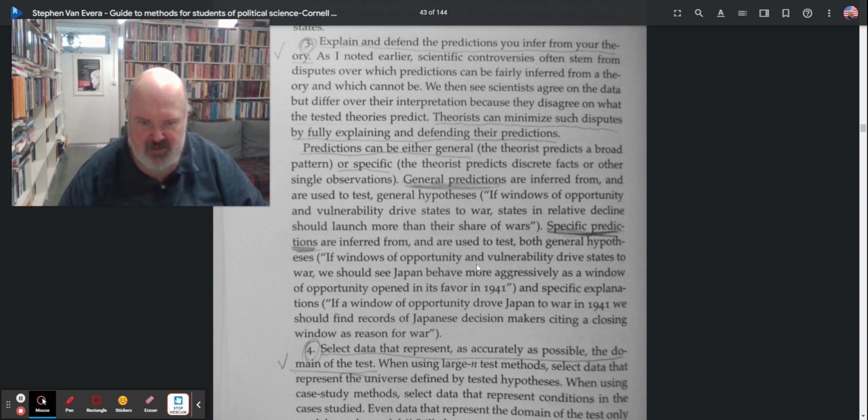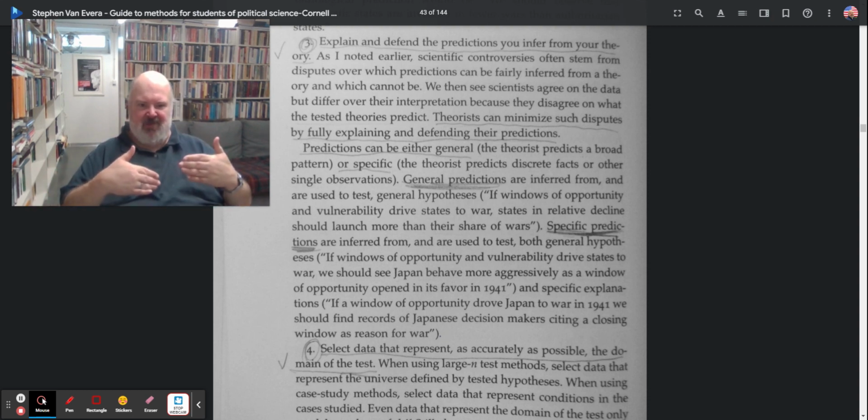So not only general; in other words, generals can only explain generals. Specific can infer both general hypotheses but also specific explanations. If a window of opportunity drove Japan to war in 1941, we should find records of Japanese decision makers citing a closing window as a reason for war. So a specific prediction is testing not only general but also a specific explanation.